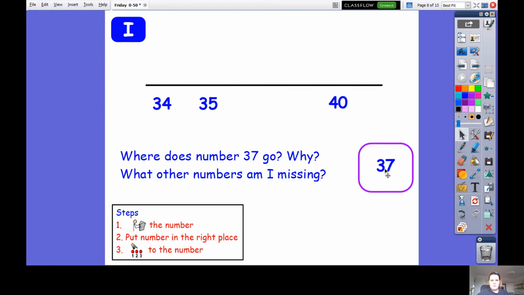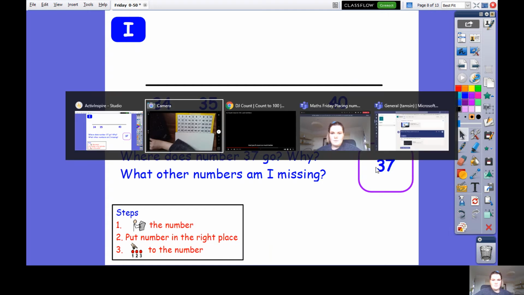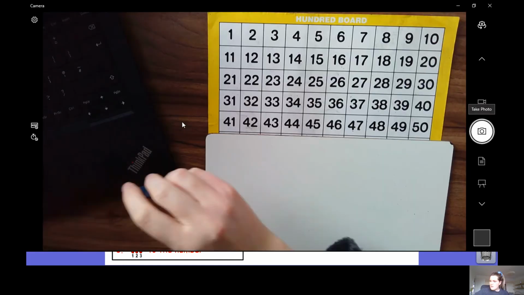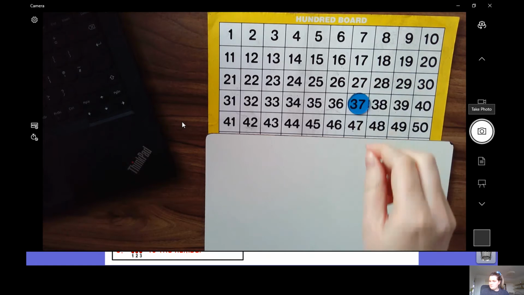Well, let's look through my steps. The first thing I need to do is read the number. I've read my number. It says 37. Now I need to put it in the right place. Well, how do I put it in the right place? I have to count until I get to the number. I can do that. So let's have a look at my grid and see if we can do that. 37. So my number is 37.